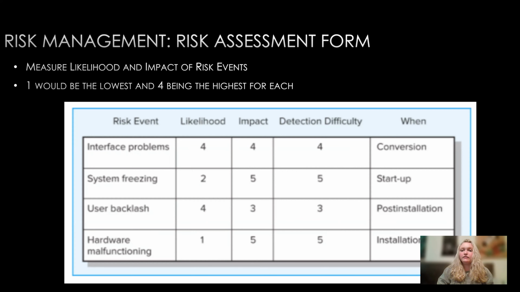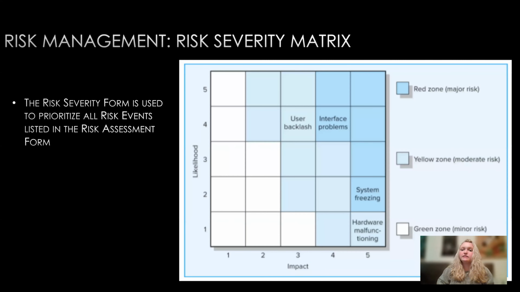Identifying and rating the likelihood and impacts of risk events prior to a project starting will help prepare for when those events happen. A risk assessment form allows project managers to determine which risks are more threatening and which risks can go ignored. The second step in risk management is the risk severity form.